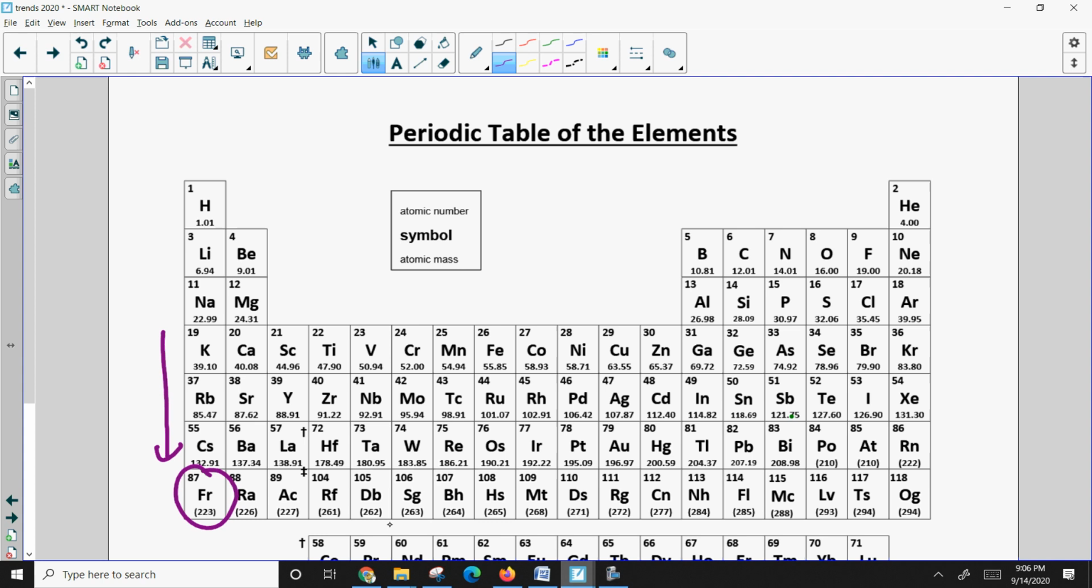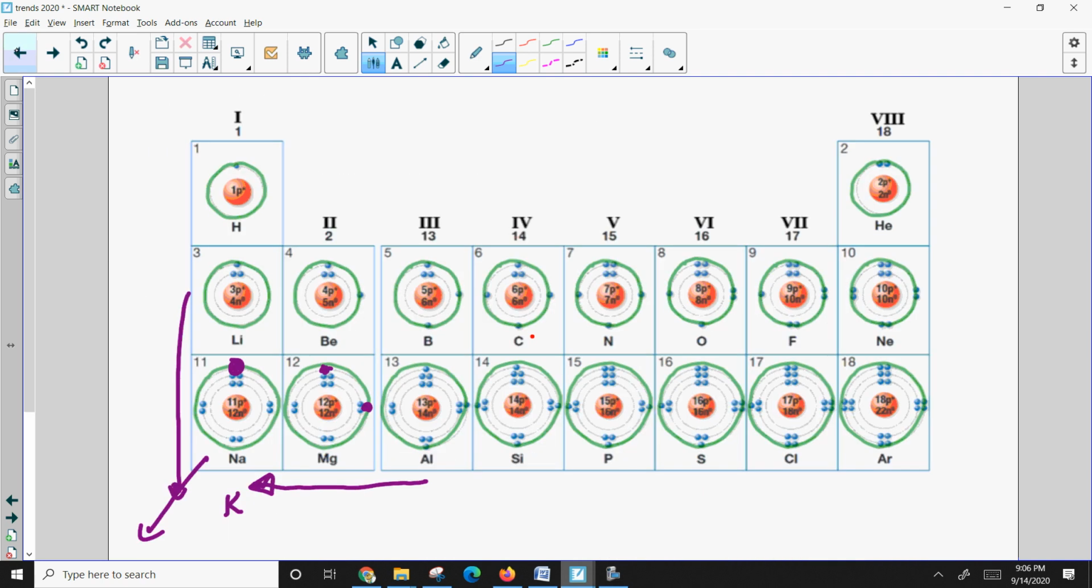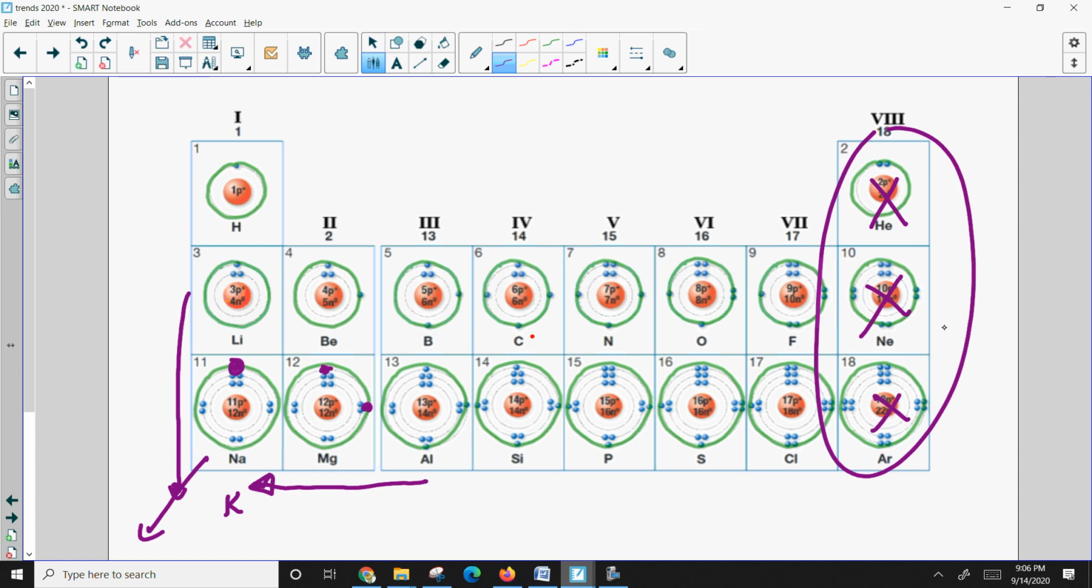Okay, so going like this. Now, how about in the other corner? In the other corner, we have the noble gases. And what happens with noble gases? No reaction. They have no reactivity, or very limited reactivity.